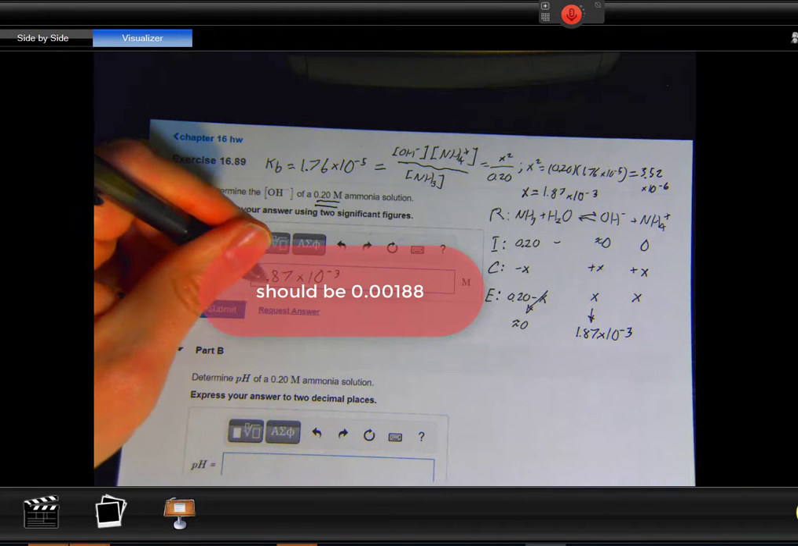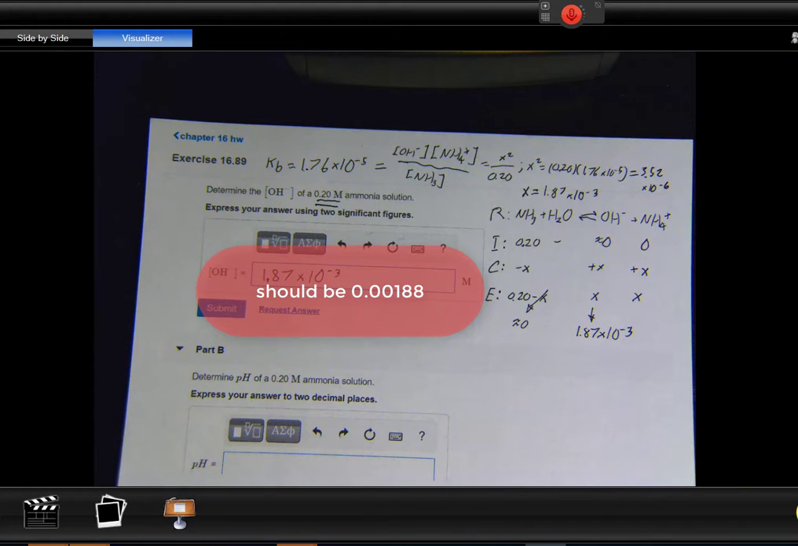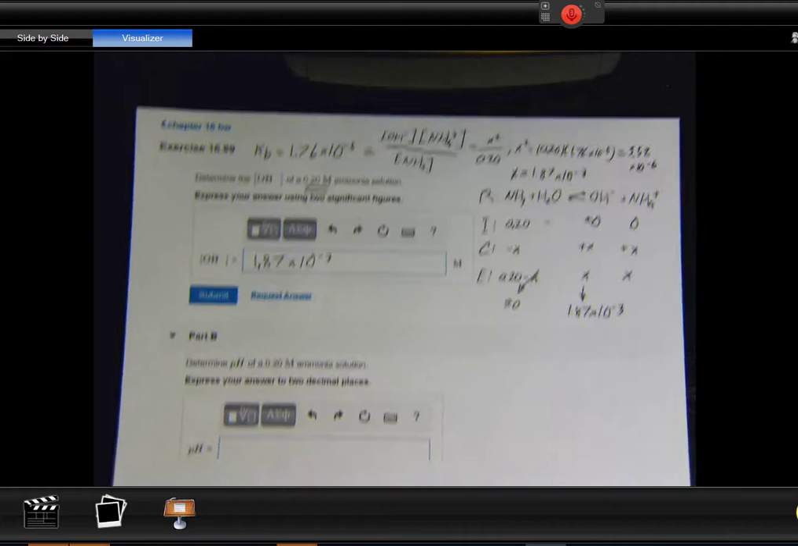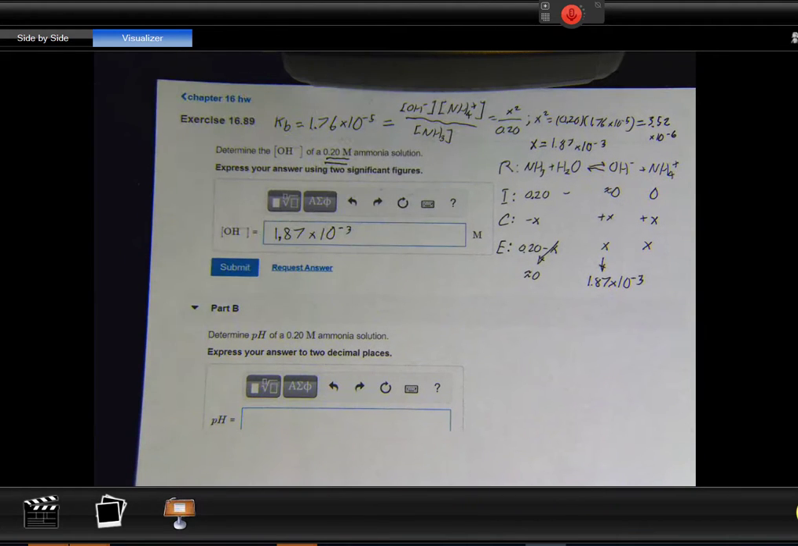Again, let me remind you, when you are doing your homework, when you get to 16.89, your answer is probably not going to be 1.87 times 10 to the minus third, because you probably have a different concentration of the ammonia. But hopefully you can see how you would use the same method to find what that is for your particular question. All right, so that's part A.